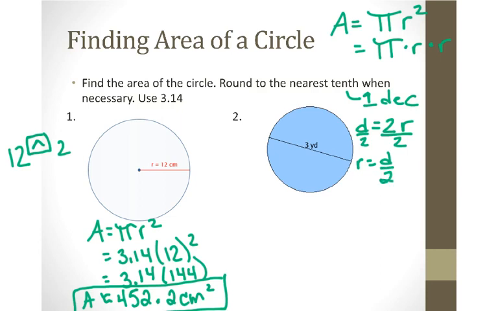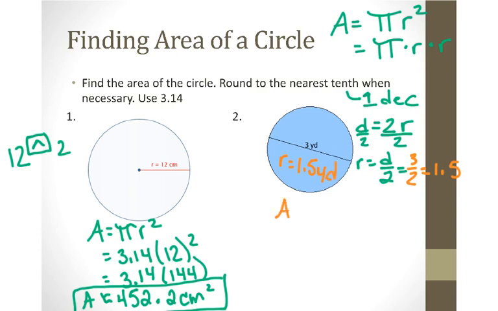So whenever you're given a diameter and you need a radius, all you have to do is take your diameter and divide by 2. So in this problem, I'm going to take 3 and divide it by 2. 3 divided by 2 is going to give me 1.5. So my radius is equal to 1.5 yards.